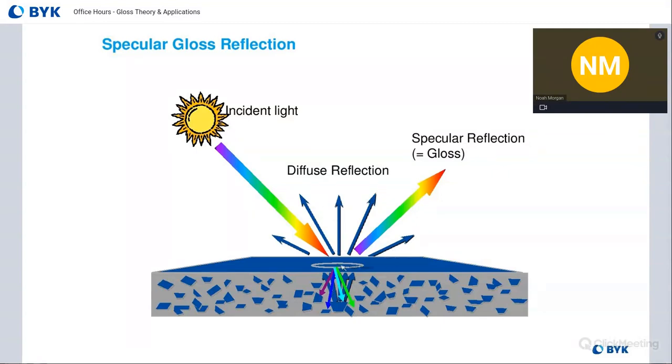And then whatever is left over from that initial incident light hitting the object is shined back as white light. That's usually shined back at the opposite direction of where the original light came from. And that's called our specular reflection, or our gloss. That's where gloss comes from.